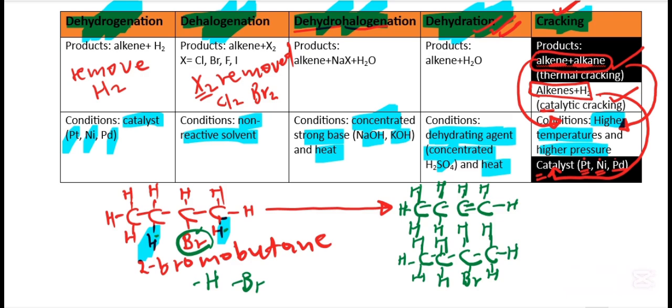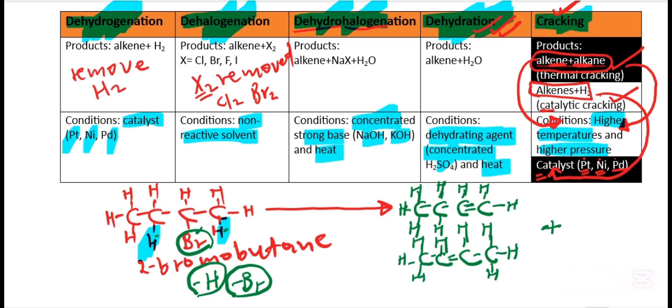Hydrogen, hydrogen. Then obviously bromine, we remove it here. Then the double bond forms here, plus the products that will come out, we will see them there. Okay, now let's talk about the conditions. We remove the hydrogen and the Br. What are the conditions here?